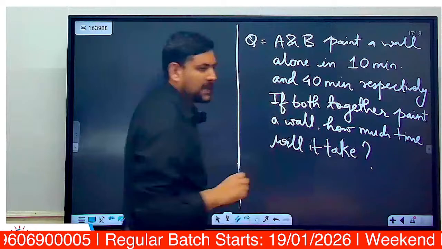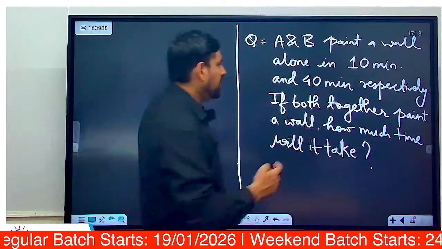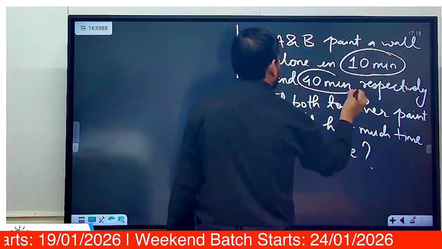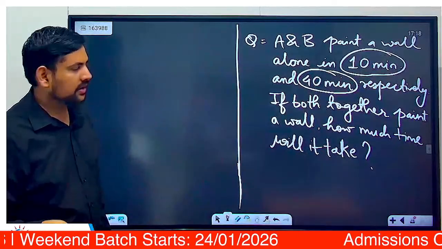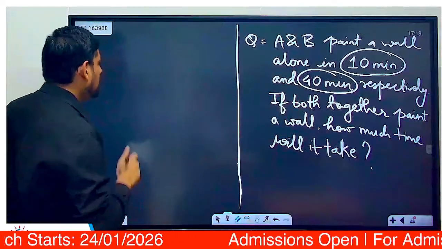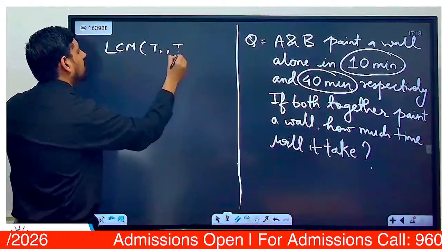So basically, whatever is the time given for them to complete any work alone, for example, here 10 minutes and 40 minutes, these you mark. Sometimes it will be in days, sometimes minutes, seconds, whatever. Now, A and B take this much and this much time. Now, you take the LCM of the times that they take.